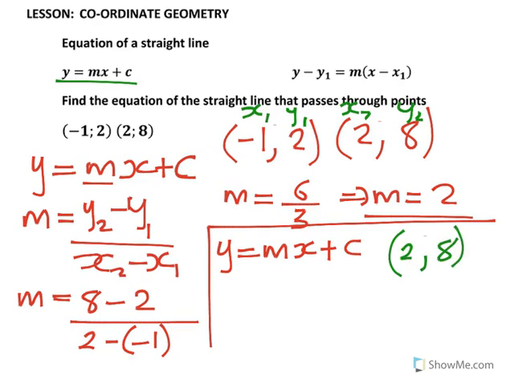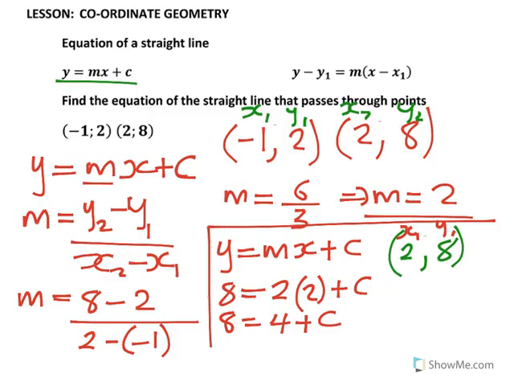If I choose (2, 8), I have x and y in that case. So where there is y, I put 8, is equal to my m, remember, my gradient is 2, and my x is 2, plus c. The 2 and the 8, I got them from the point. You can choose the negative one if you want. So 8 is equal to 4 plus c. What is 8 minus 4? It is equal to c. So now you can see that the value of c is equal to 4.